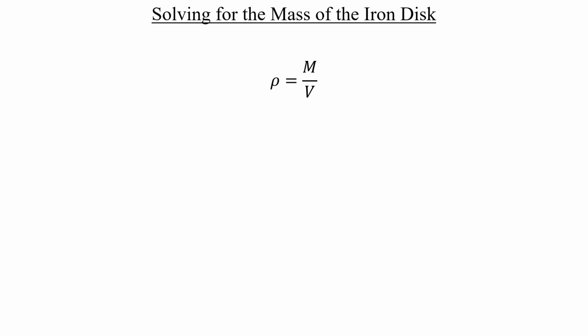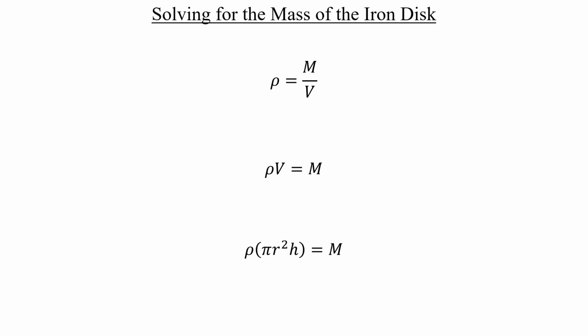Let's multiply both sides by the volume, which can then be replaced by the formula for the volume of a cylinder, which is pi r squared h. I know that h typically refers to the height, but in this situation, the height of the disk and its thickness, they're the same thing. So we're going to say h is the thickness, and that's that 10 centimeters value that we were given. And we'll have to convert that to meters later on.